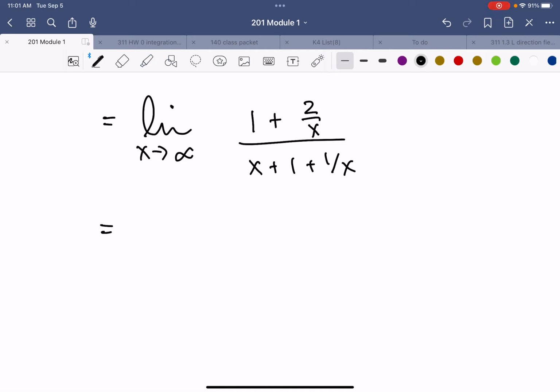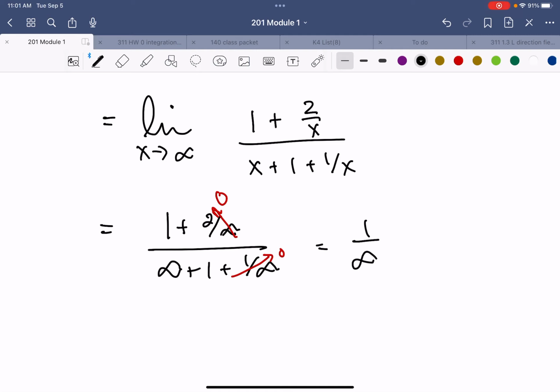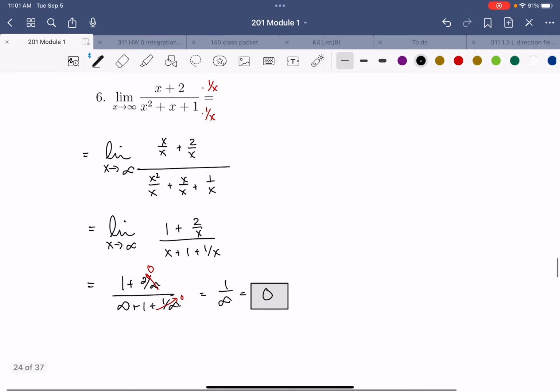We're going to plug in that infinity. So this is 1 plus 2 over infinity, over infinity plus 1 over infinity. Again, these two are going to go to 0. And I'm left with 1 over infinity plus 1, which is infinity, and 1 over infinity we know is 0. And so number 6 matches with what we got up above as well.